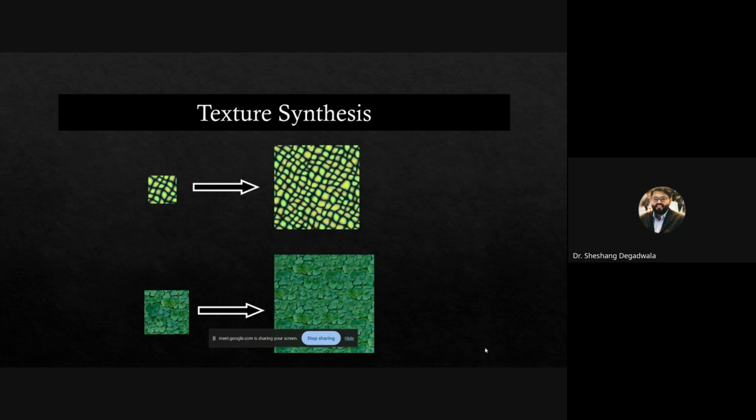Now texture synthesis. In texture synthesis, you have a very small image, and based on the small image you want to generate a big image. It is called image super resolution. It means from the small image you generate the large image. This is called texture synthesis or image super resolution. This is also a topic of image processing.